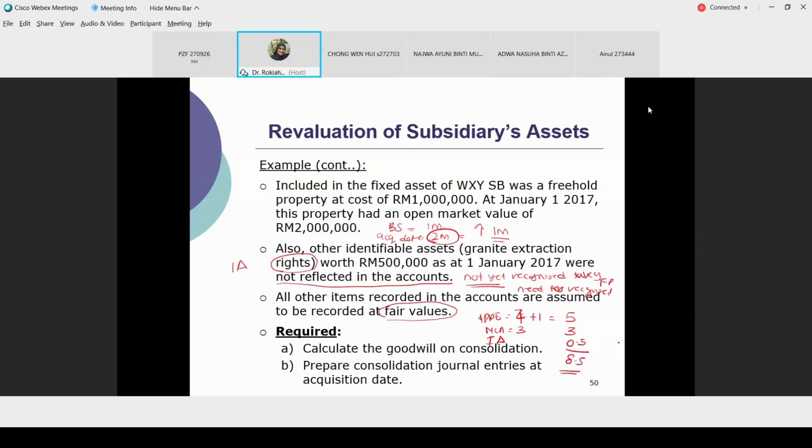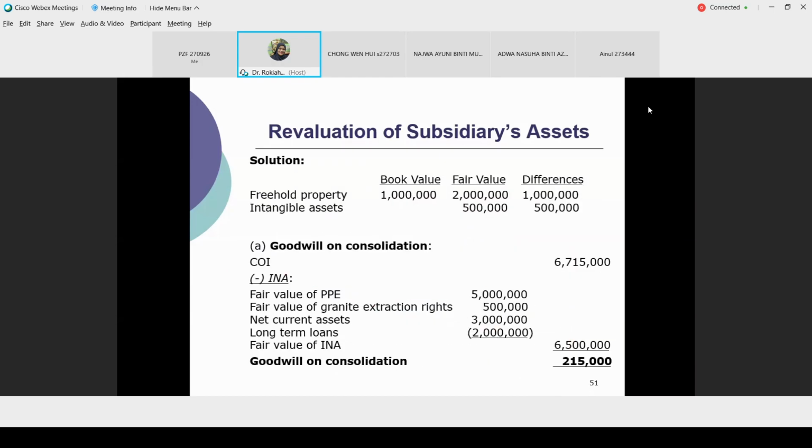So the total assets of the company here is 8.5 million. The liabilities are 2 million, with no changes. That means the net identifiable assets will be 6.5 million. The question wants you to calculate the goodwill and then prepare the consolidation journal entries. Now the net assets become 6.5. This is the calculation that we have here.